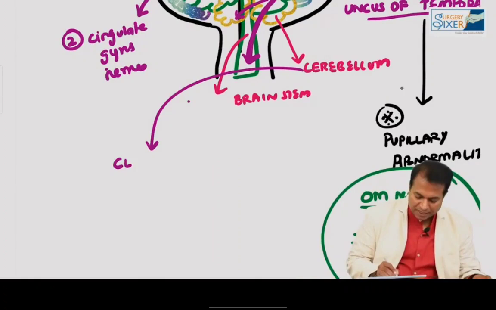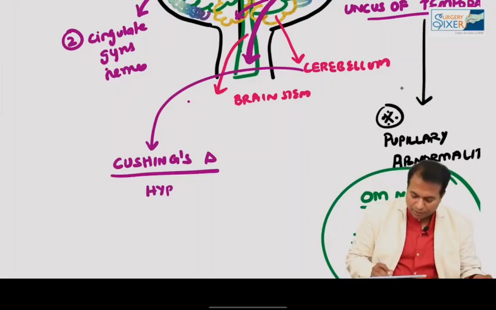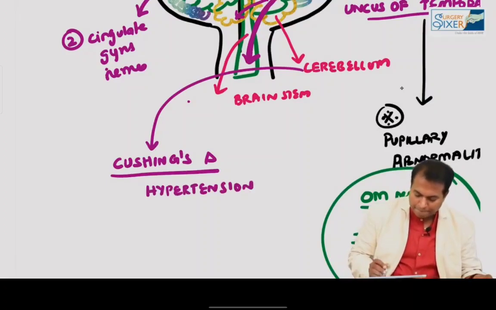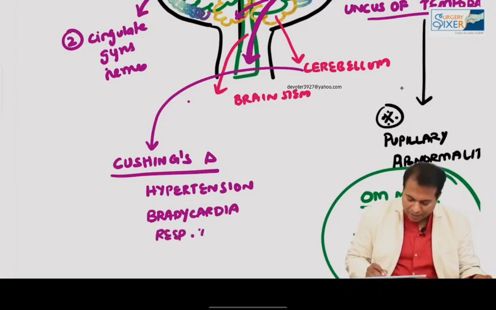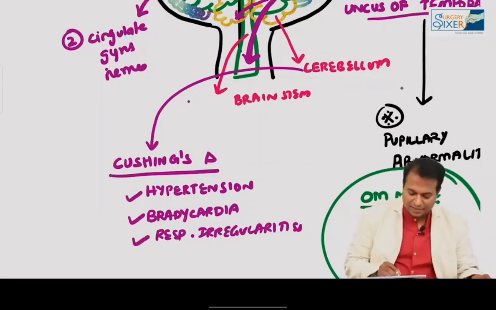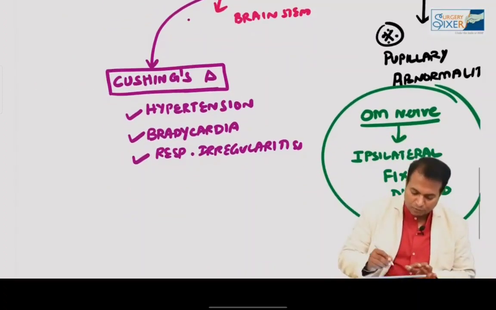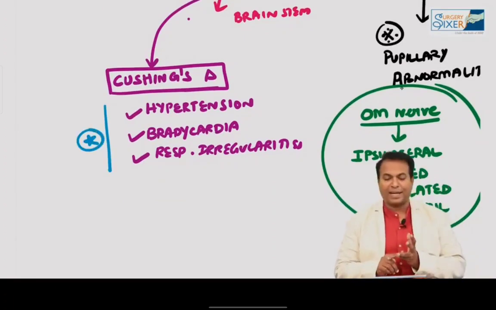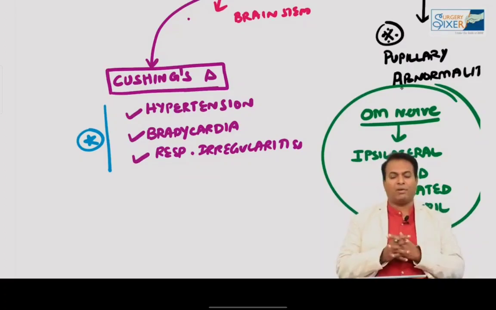In a cerebellum herniation, you can develop Cushing's triad. Cushing's triad is made up of the following components: hypertension, bradycardia, and respiratory irregularities. Please don't forget the features of Cushing's triad are these three: hypertension, bradycardia, respiratory irregularities. So now you can understand from the Monro-Kellie doctrine what is happening because of pressure in the skull.